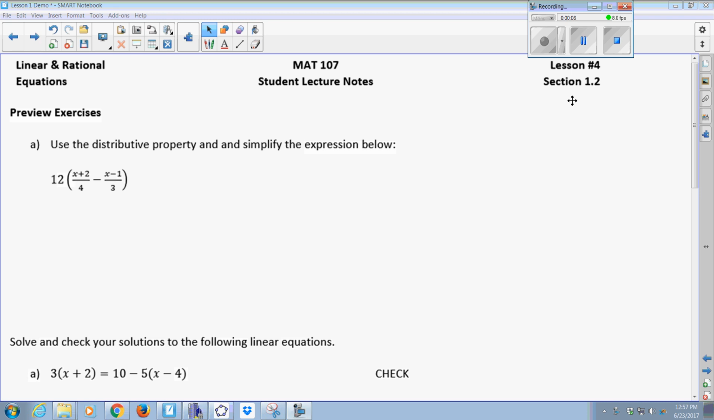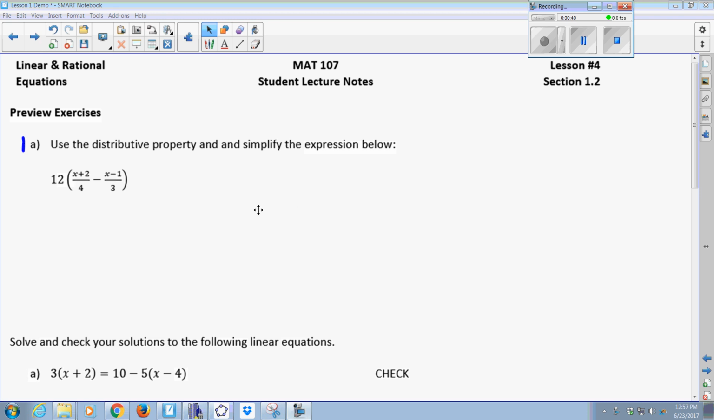Lesson number 4 deals with linear equations, solving linear equations, and also rational equations. So let's take a look at these preview exercises, which are designed to help us with some of the skills that we'll need to use in today's lesson. So the first preview activity here asks us to use the distributive property and then simplify the expression below. So let's call this 1a.